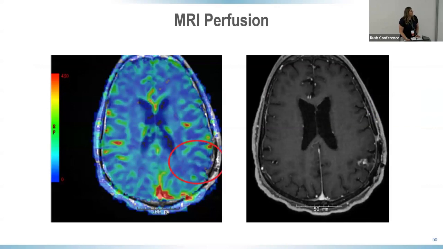Here's an example of a patient with a left parietal met. On the right-hand side, you can see the lesion that was treated, but in the perfusion scan, we don't see any added perfusion there. So that is an example of a treated metastasis with no blood flow.